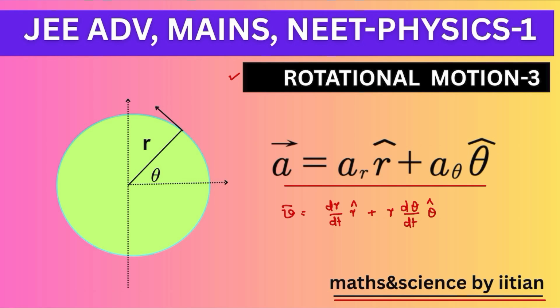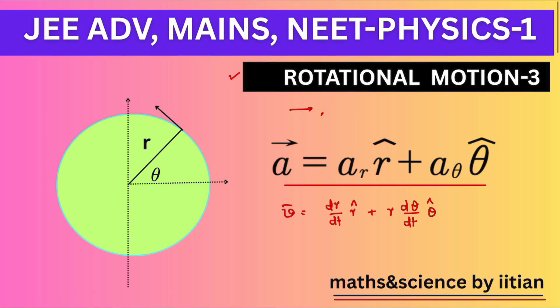Not only in the linear, but there will be angular displacement also. Angular displacement is due to the change in angle, that is theta. And linear displacement is due to the displacement of r. That we have to find out.